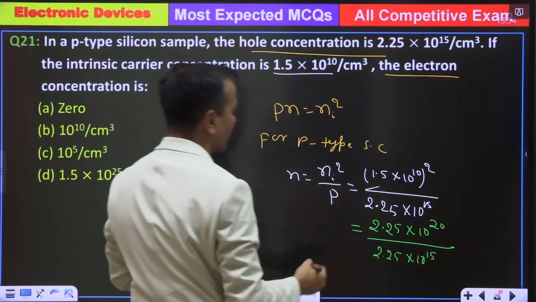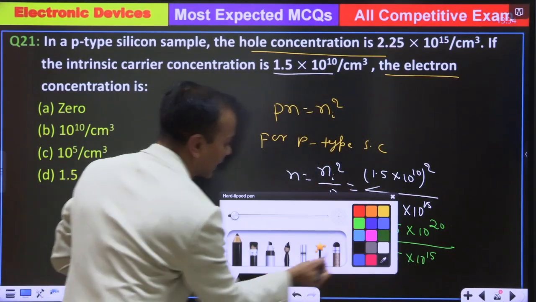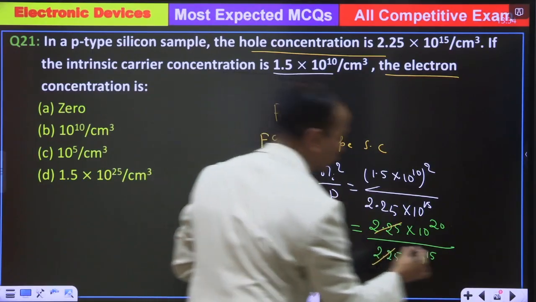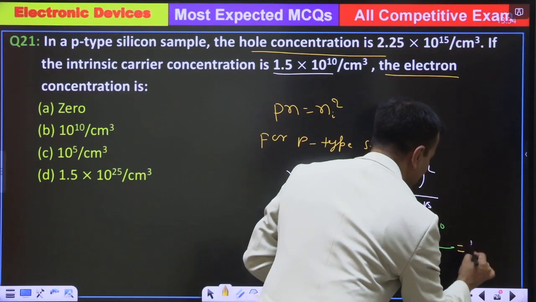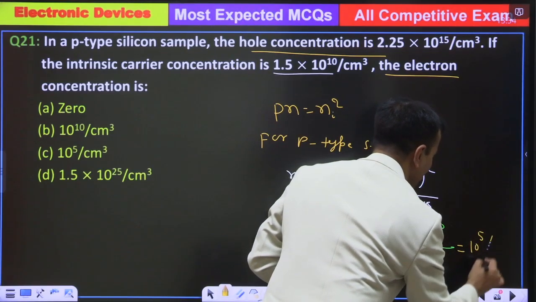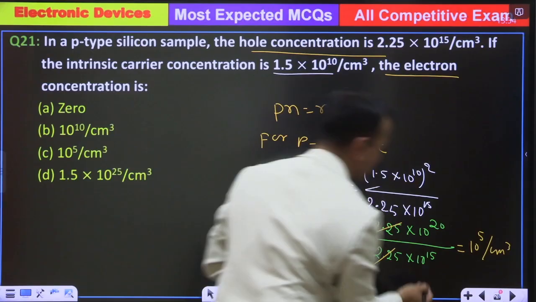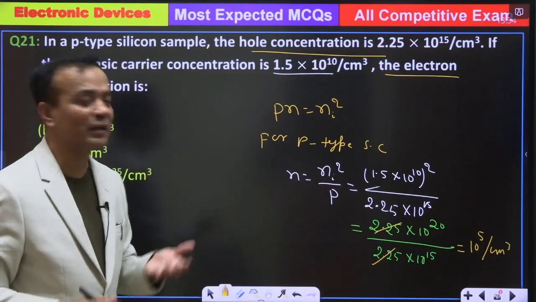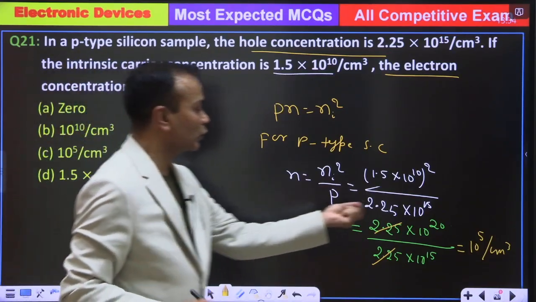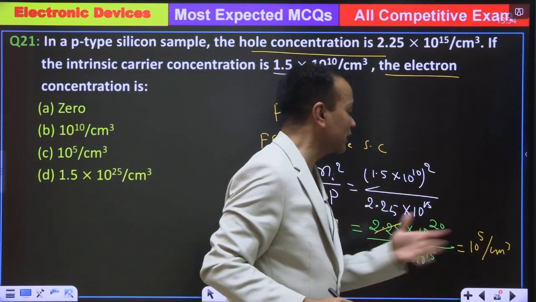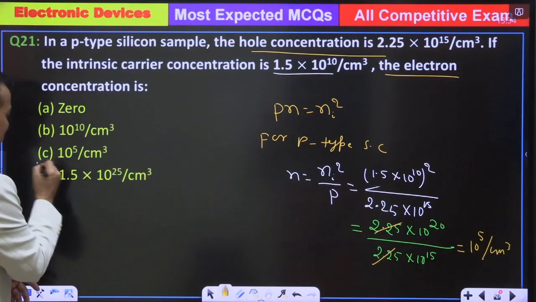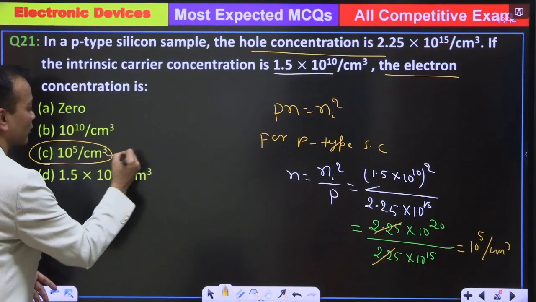So if we do this, what will happen? The 2.25 will cancel each other, and you will get 10 raised to 5 per centimeter cube. The 10^15 goes from the denominator, so 20 minus 15 becomes 10 to the power 5 per centimeter cube. So option C is the right answer for this question.